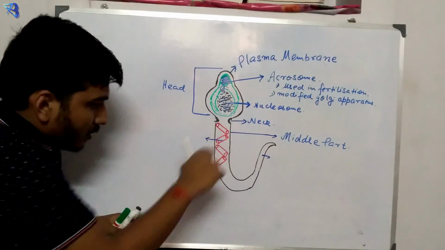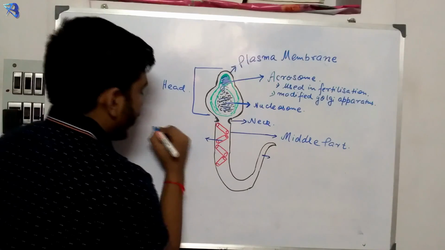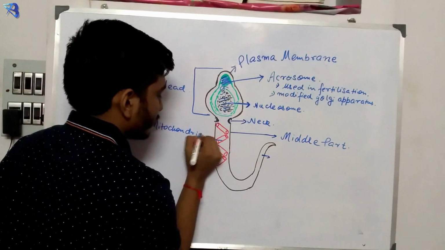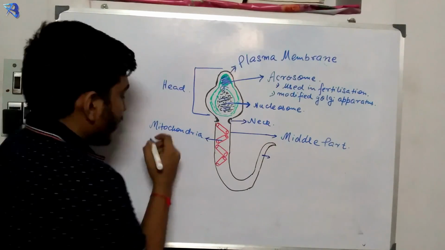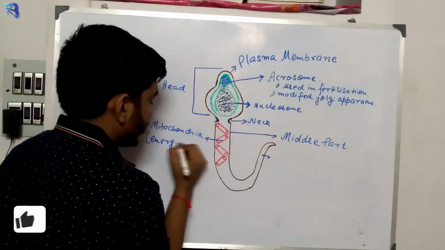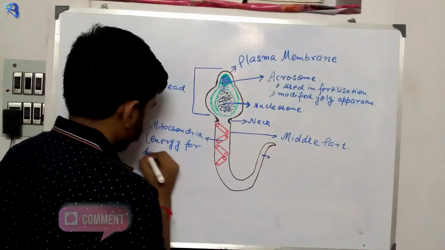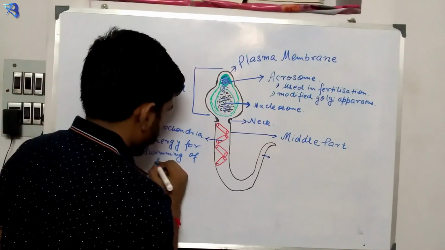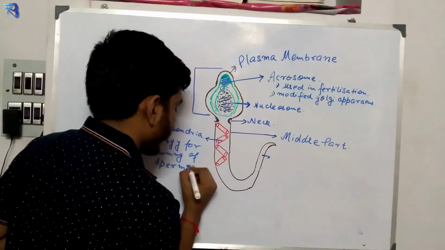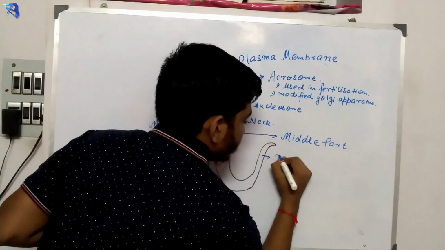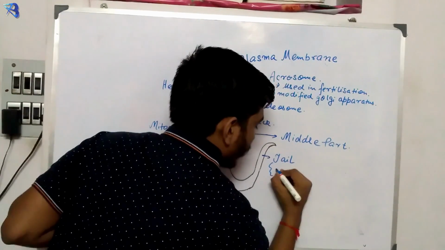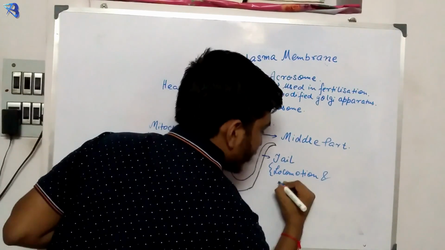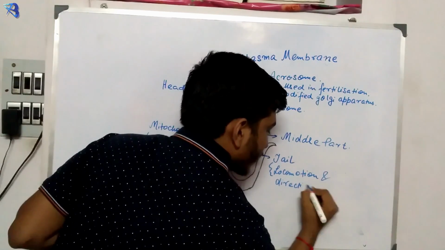The middle part contains cylindrical structures which are known as the mitochondria. The mitochondria give the energy for the swimming of sperms. And the final part is the tail. It helps in locomotion and direction change.